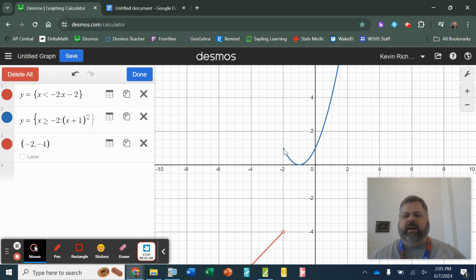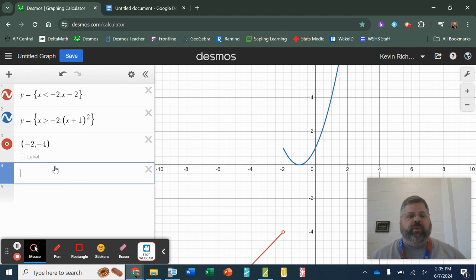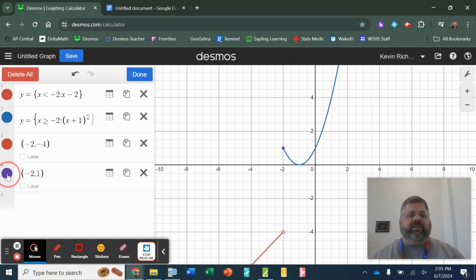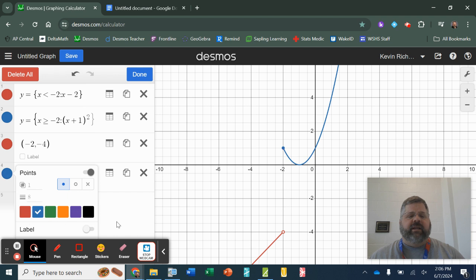Then this point is going to be at -2, 1, and it shows that x is greater than or equal to -2. So for this one, I'm going to put in -2, 1. I'm going to change it to blue, but it should stay a solid circle because it can be equal to that.